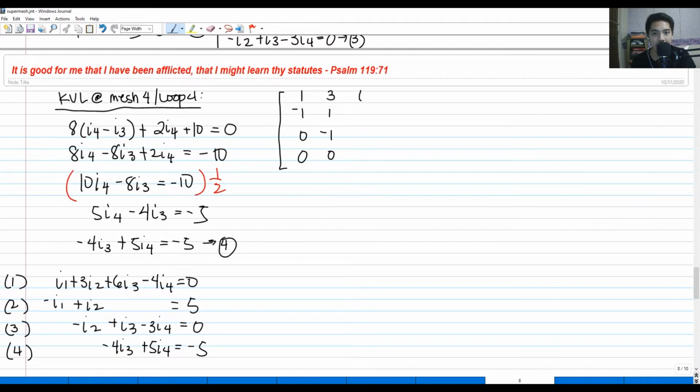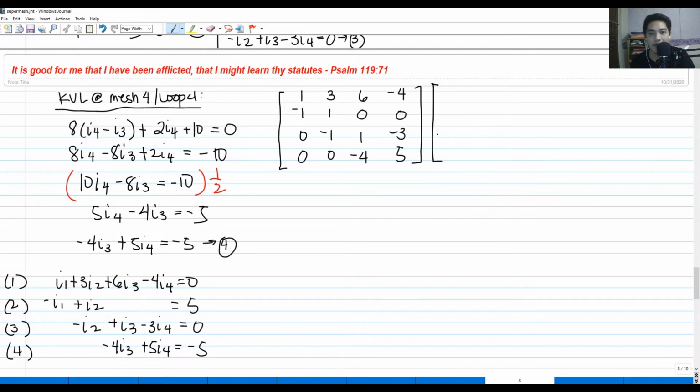So we have 6 for I sub 3. For the second one, we don't have any, so it's 0. For the third equation, we have 1. Then for the fourth equation, we have negative 4. For the I sub 4, we have negative 4 for equation 1, 0 for equation 2, and negative 3 for equation 3, and lastly 5 for equation 4.